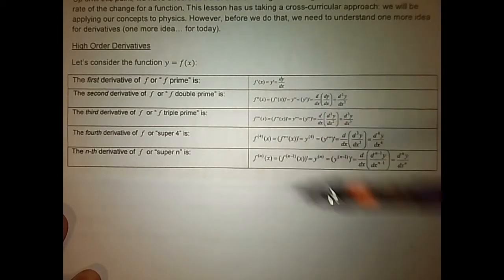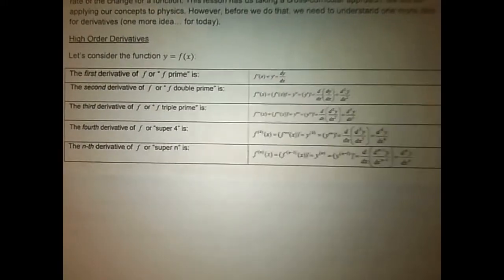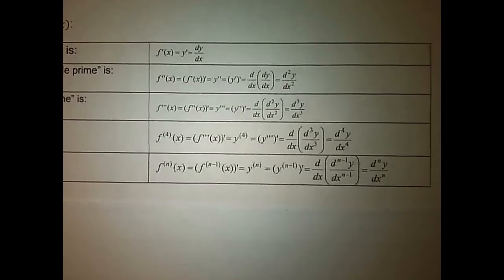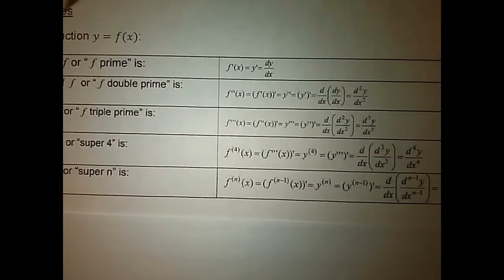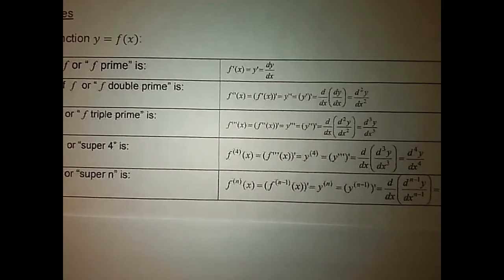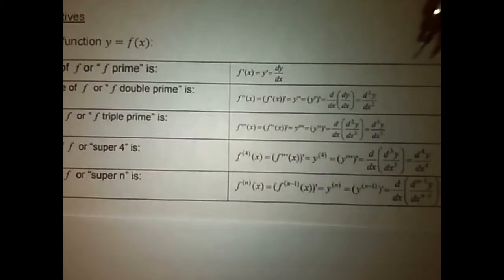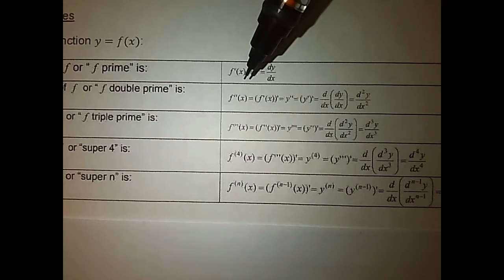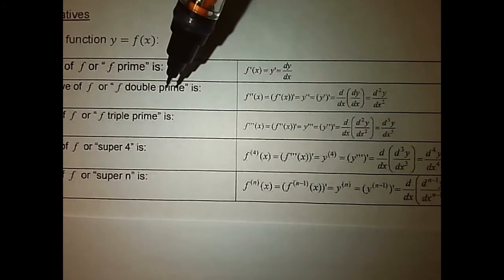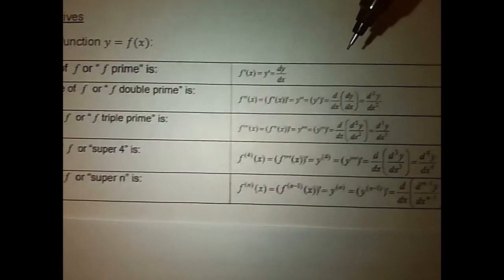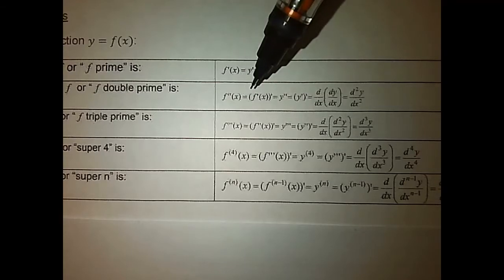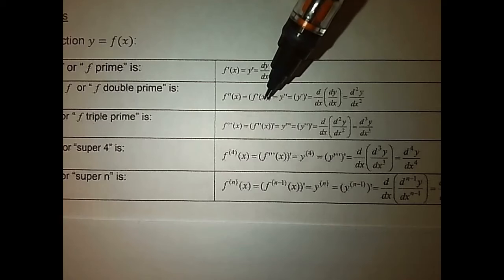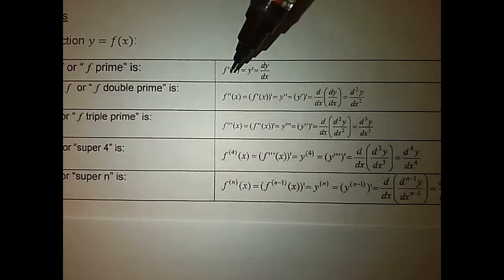Let's take a look at this notation here, because it looks very confusing, but I assure you if we break it apart, it's actually not too bad. We have our function f of x. Our definition for f prime, or just the first derivative, is just f prime of x, which we already know. If I want to find f double prime, or the second derivative, this is really just the derivative of f prime of x. So just the derivative of that derivative.